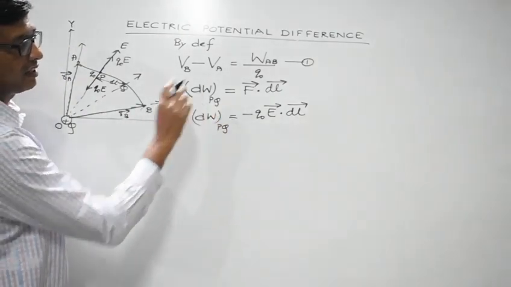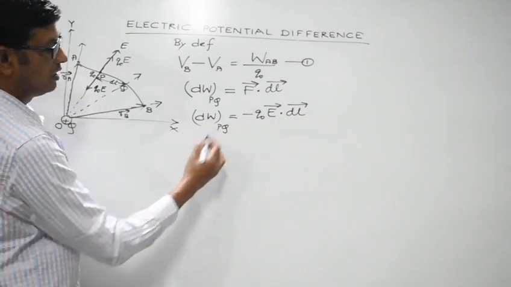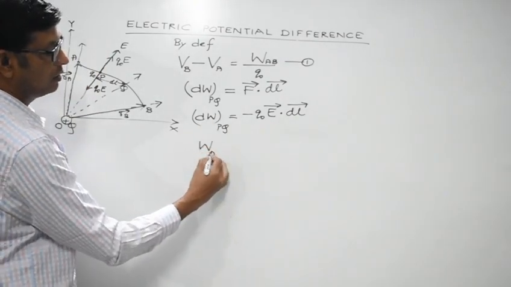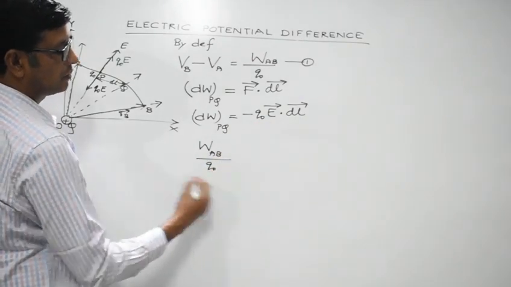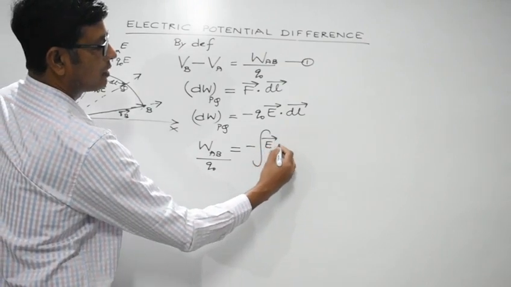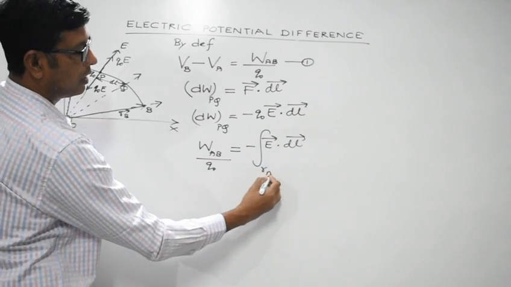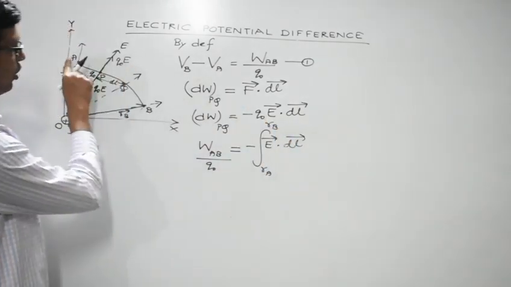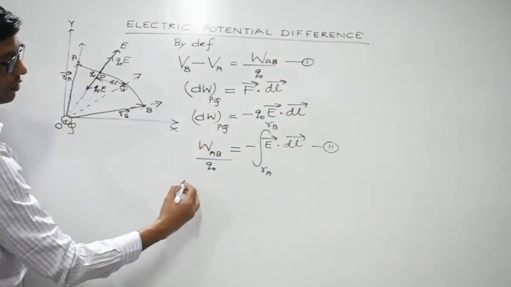If we integrate it, we can obtain the expression for the total work done. On integrating, we get total work done. Q0 can be taken to the left hand side. So we get negative of the integral of E vector dot dl vector, with limits from RA to RB, from point A to point B. Now, consider these two equations.